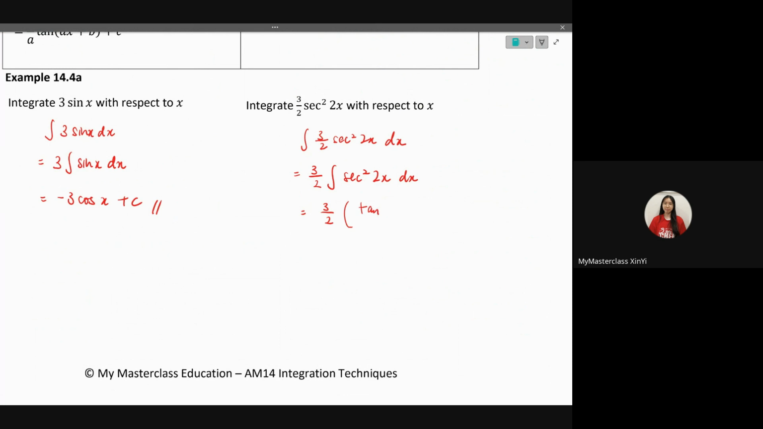The angle, remember, will never change, so the angle is still 2x. Then recall we also need to divide by the derivative of the angle here, which is 2. Then plus c. When I simplify this, I get 3/4 tangent 2x plus c.